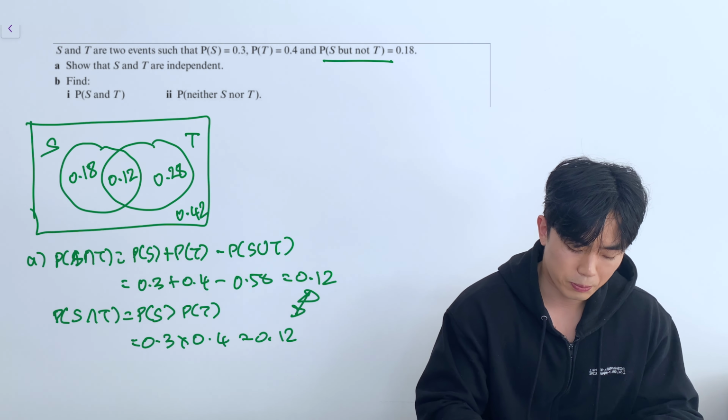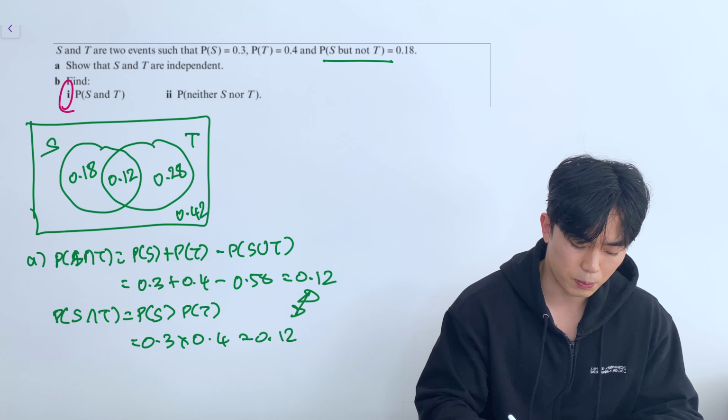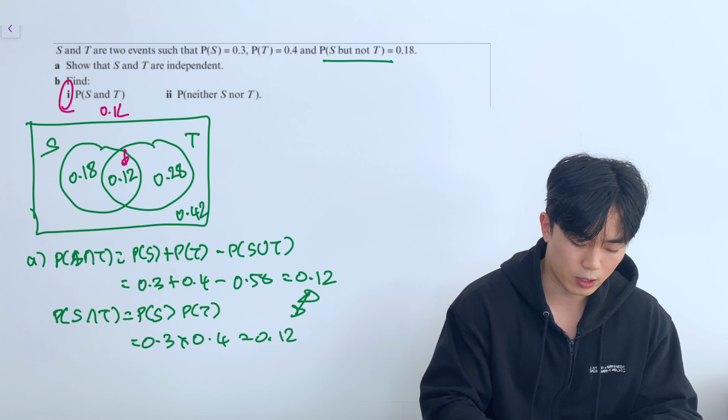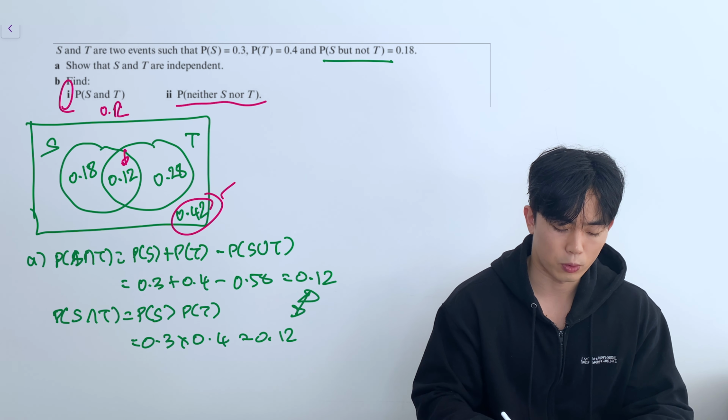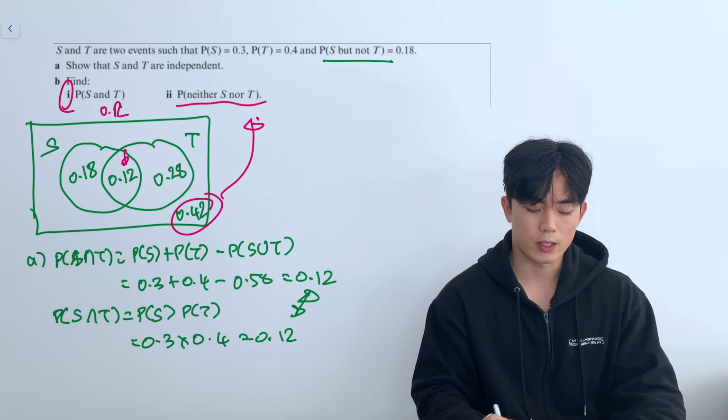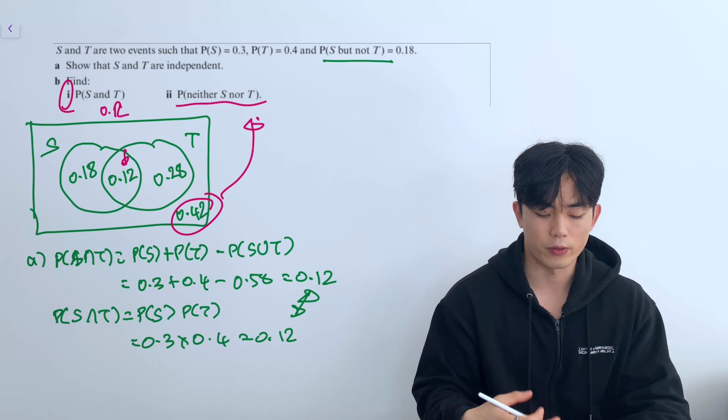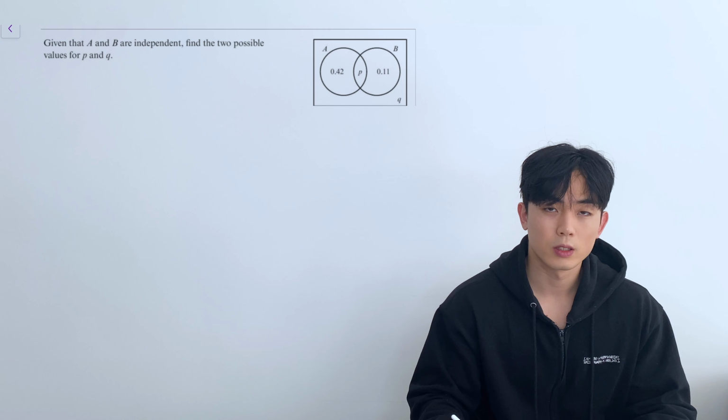Right, for part B, it says find the probability of S and T. Well, this is just going to be 0.12, this middle part here, right? And for part 2, find the probability of neither S nor T, so it's going to be this 0.42 value here. So the second part is relatively easy, it's more importantly the first one, showing that they are independent. Okay, let's just try one more.